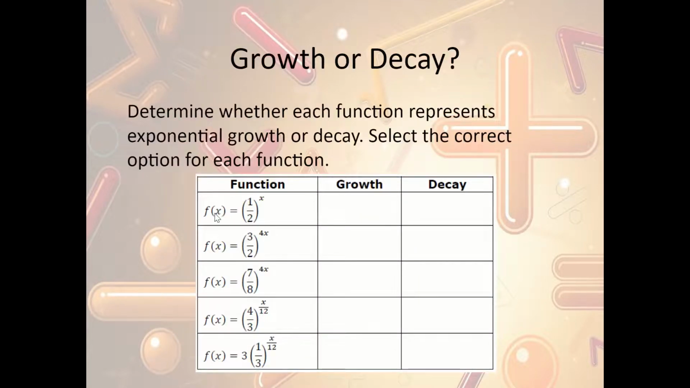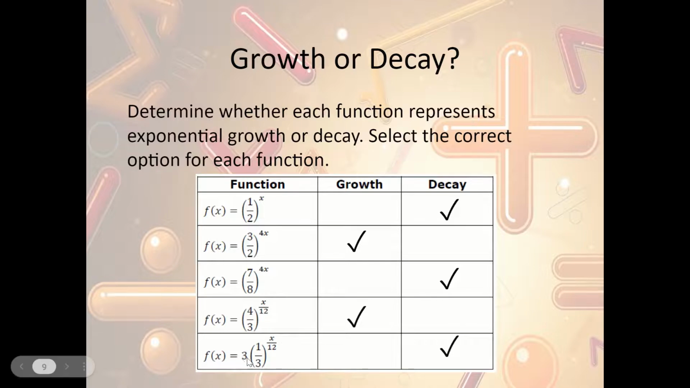So how can we tell? Let's look at an example. We have f of x equals 1/2 to the x. Well, 1/2 is less than 1, so that is decay. We have 3/2 to the x. Well, that's bigger than 1, right? Because that's 1.5, so that's growth. 7/8. Well, that's smaller than 1, so that's decay. 4/3, again, that's bigger than 1, so that's growth. And 1/3 is less than 1, so that is decay.